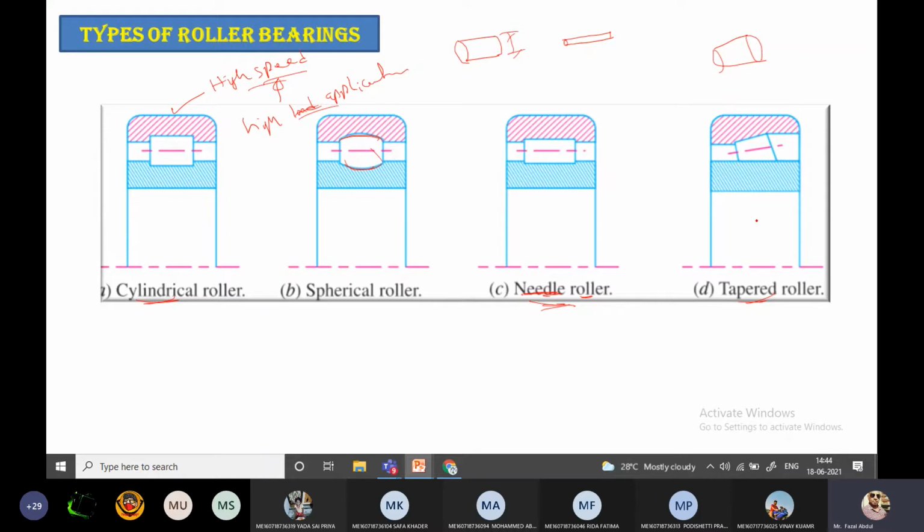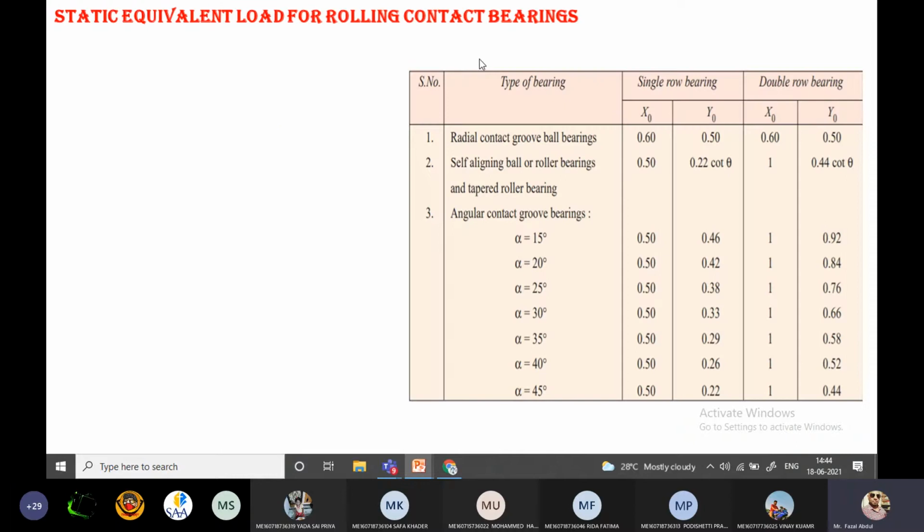With this, axial as well as radial load is possible, means we can apply axial load and radial load easily. So these are the types of bearings. Now static and equivalent load for the rolling contact bearings.